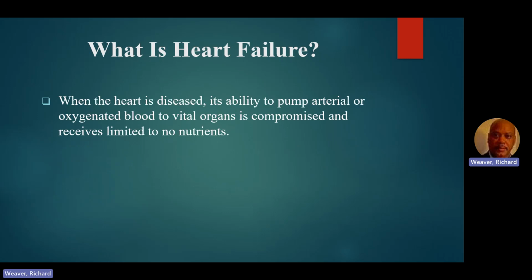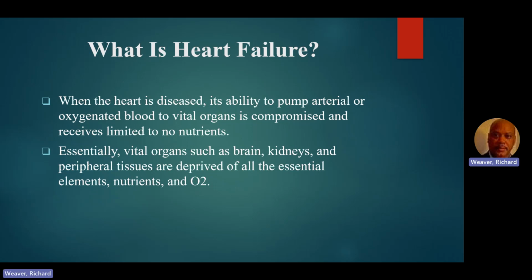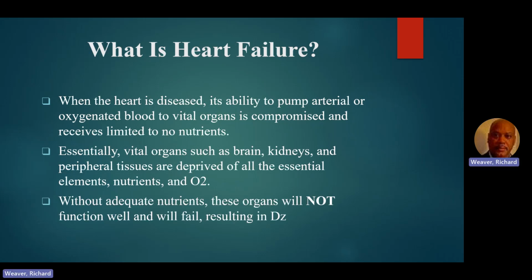Now, what is heart failure? When the heart is diseased, its ability to pump arterial or oxygenated blood to vital organs and tissues is compromised, and they receive little to no nutrients. Essentially, vital organs such as the brain, kidneys, and peripheral tissues are deprived of all the essential elements, minerals, if you will, nutrients, and oxygen that they need. And without adequate nutrients, these organs are not going to work very well. And of course, disease will set in.